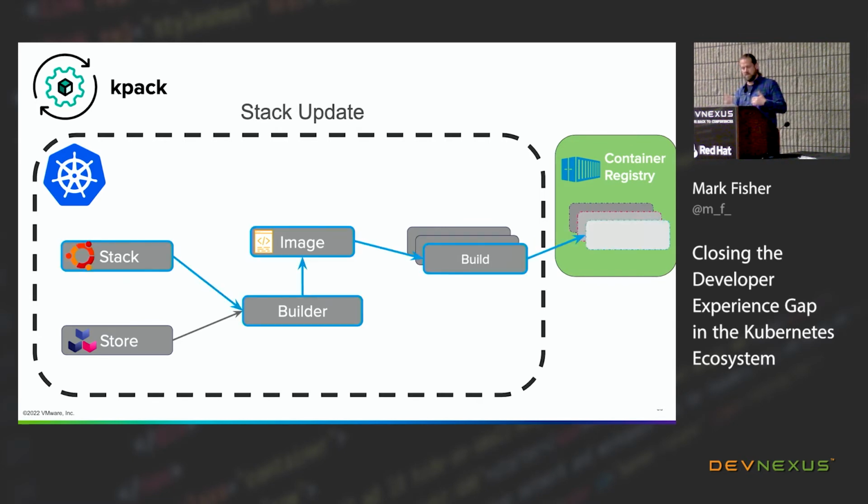Now, when we do a rebase, or we update the stack and patch the underlying operating system, that will also create a new build resource and a new image in the registry. But like I was saying earlier, it doesn't actually have to go through the buildpack process for your source code. And so that can be very quick.